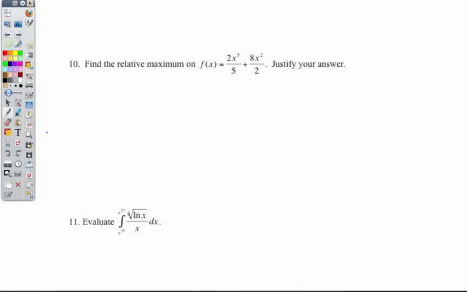Find the relative maximum of the function f of x equals 2x to the 5th over 5 plus 8x squared over 2. Justify your answer. So when we're talking about looking for a relative maximum, a couple things need to happen. If a relative maximum is going to occur, it's going to happen if the first derivative is equal to 0 or the first derivative does not exist.